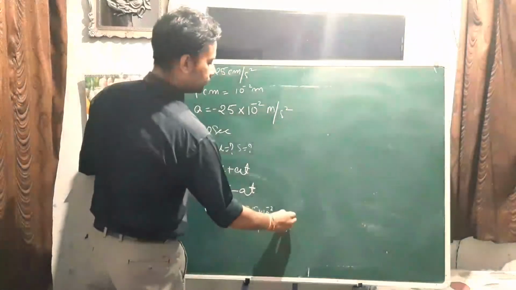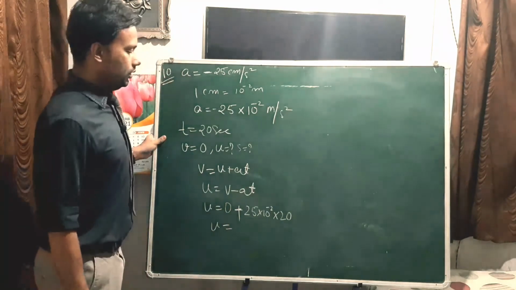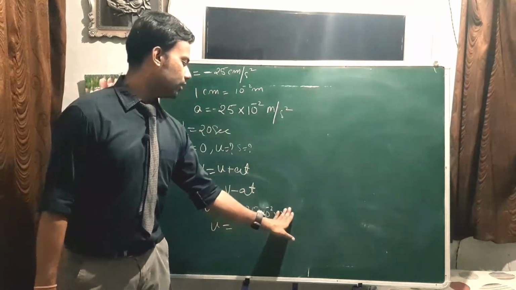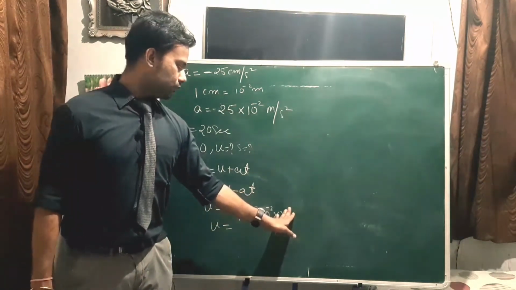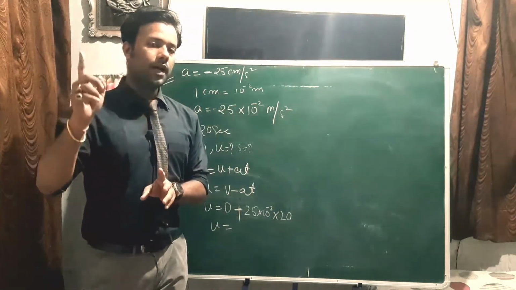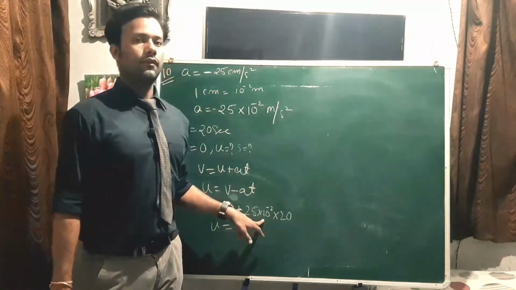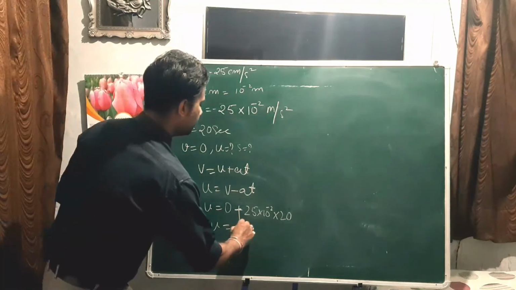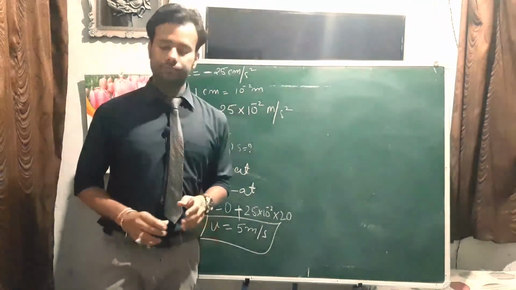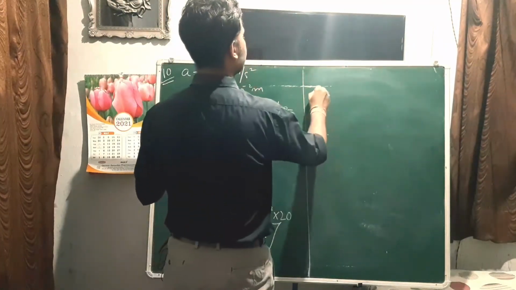When you solve it, you will get u equals 25 into 20. 25 into 2 is 50, so 25 into 20 will be 500. So 500, that means the 100 part will be cancelled out from this 20, right? So how much will we get? 5. So u will be 5 meter per second. All right. Now how much distance is covered before it gets stopped? So we have to find S.